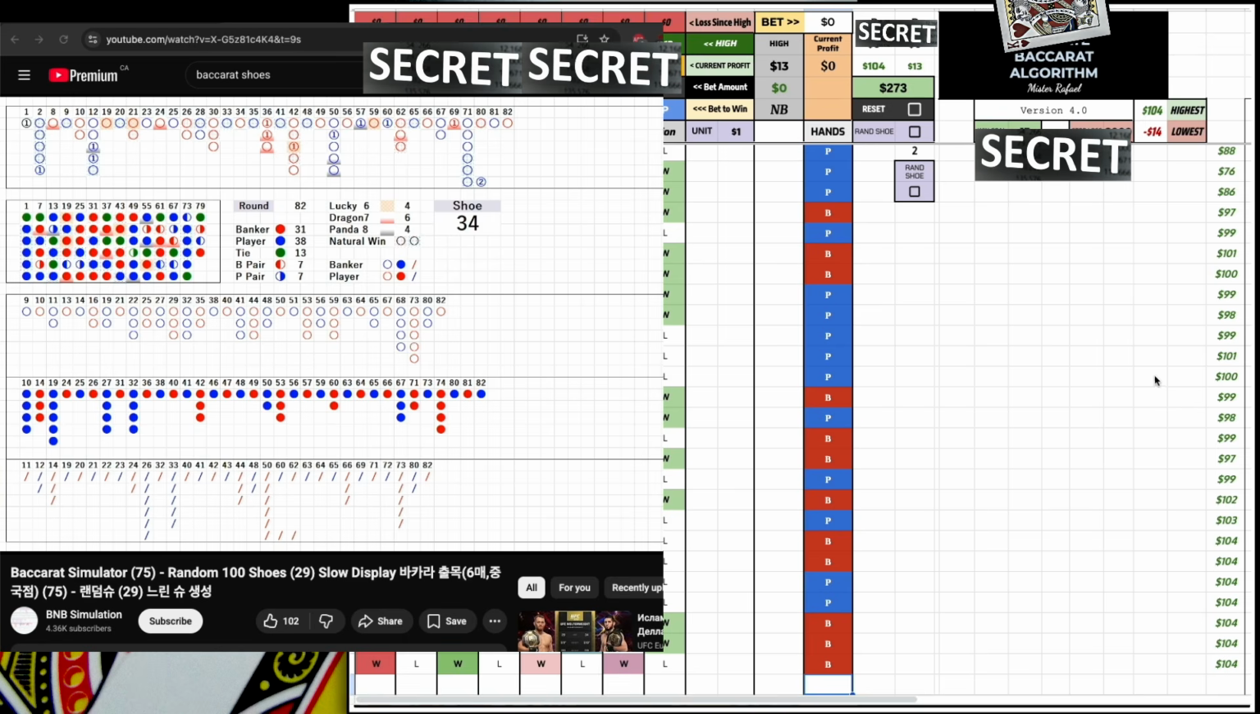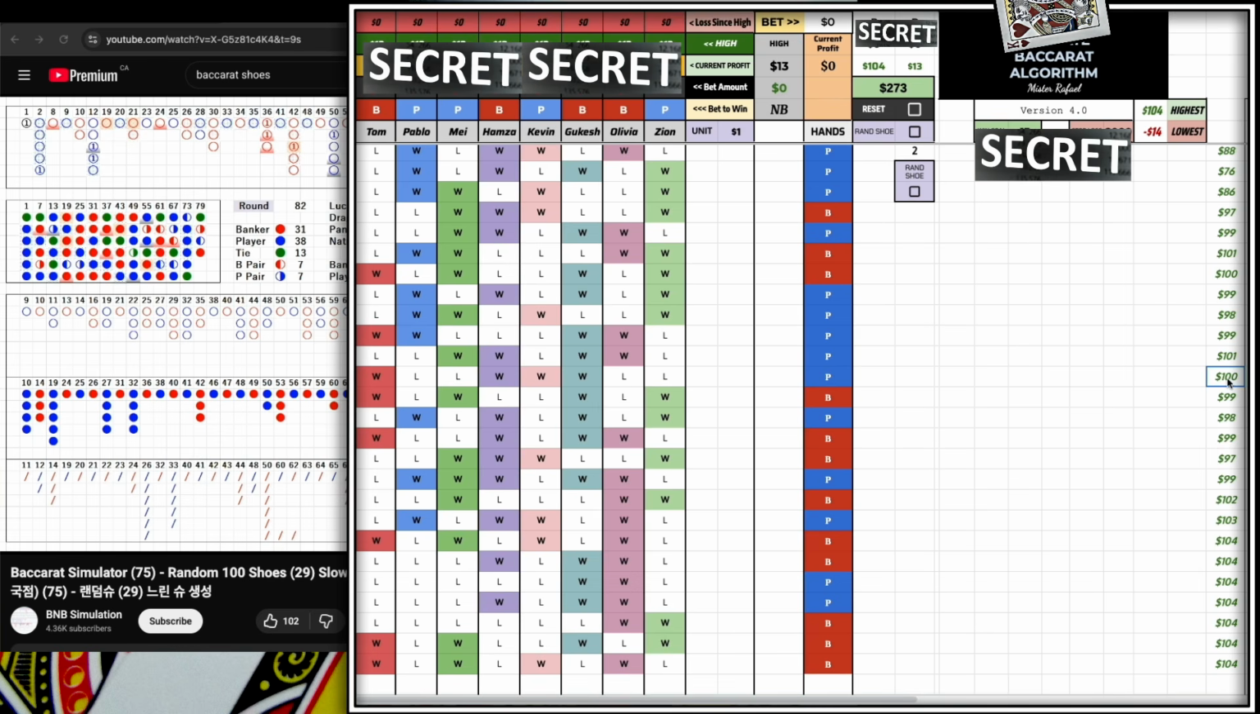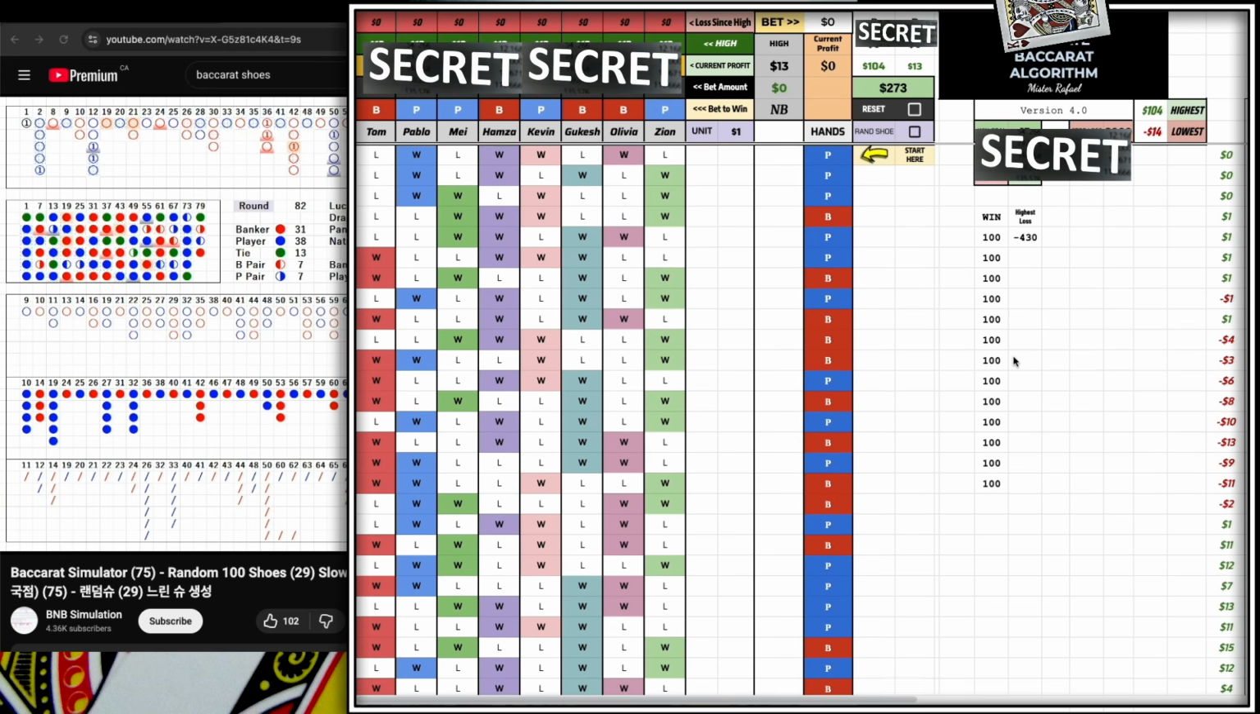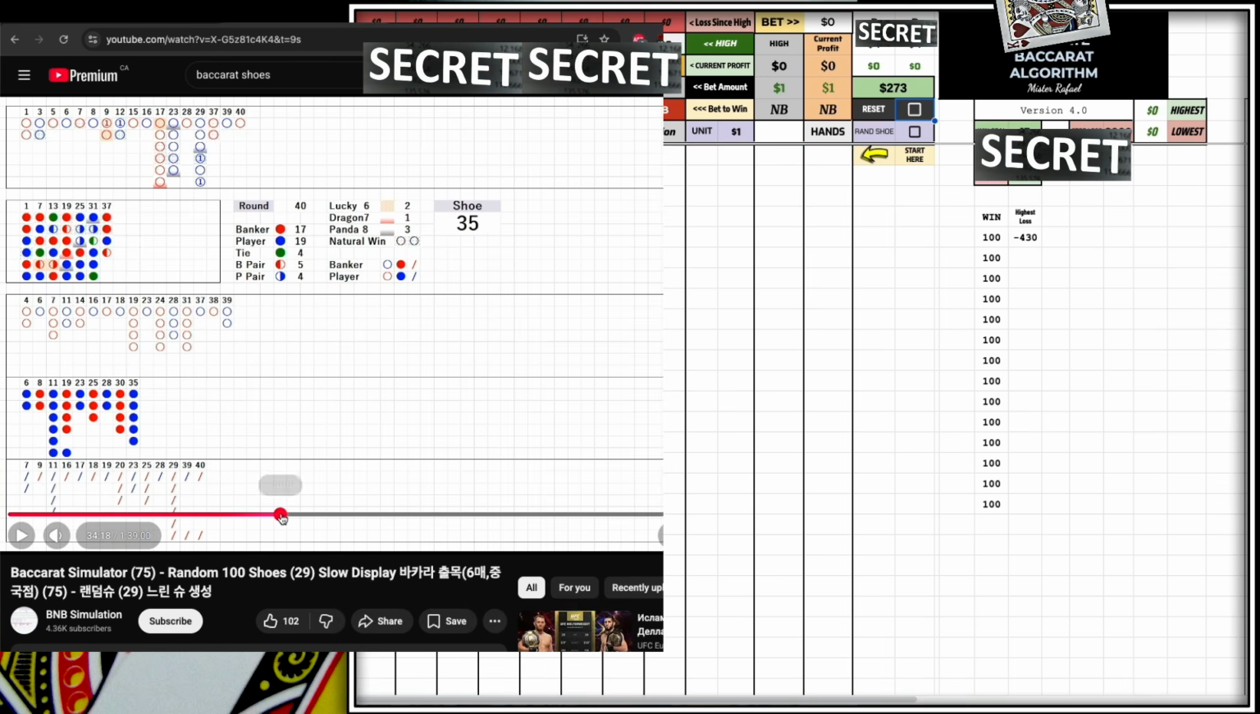And we can stop right here. We actually hit the $100 back here. Very nice. Lowest was only minus 14. Okay. Another $100 for us. Clear. Let's keep things moving. Shoe 35.